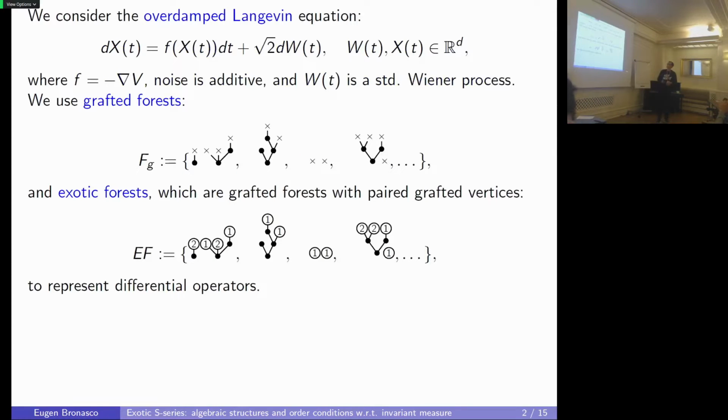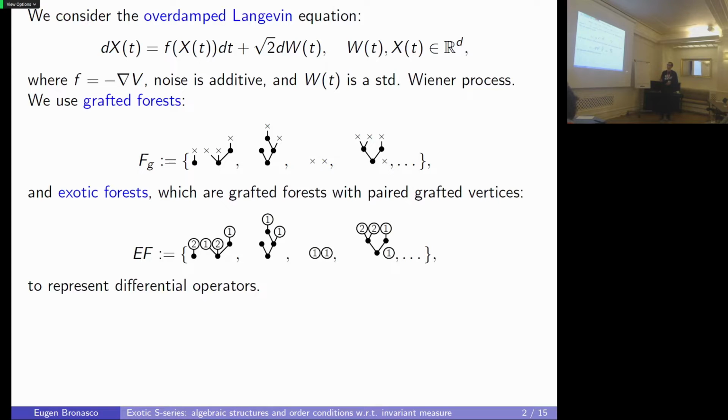A small preview. We will work with the overdamped Langevin equation, where F is the gradient of a potential, W is a standard Wiener process, and the noise is additive. We will study integrators applied to this equation, and in the course of this study we encounter grafted forests of the following form, and exotic forests.